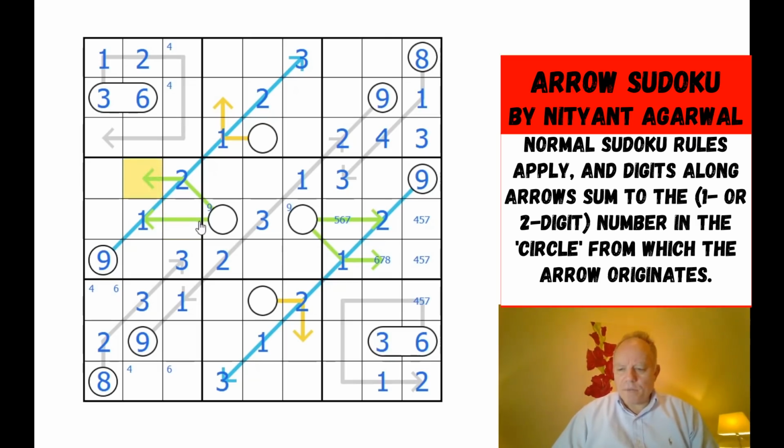I'm still going to fill in the possibles. 4, 5, 6, 7 there. 5, 6, 7, 8, making the total 6, 7, 8, 9. The total here is 7, 8, or 9. How can we use this better?